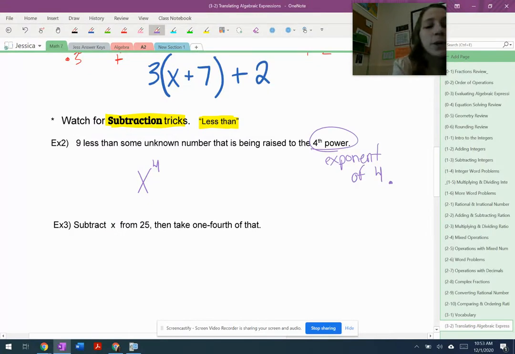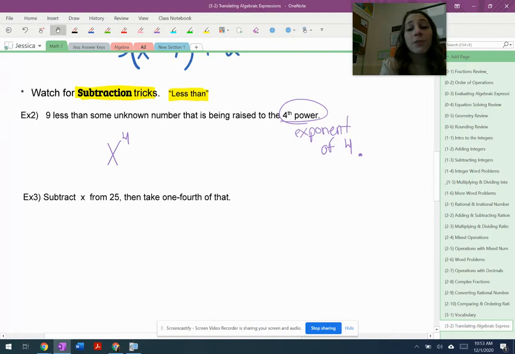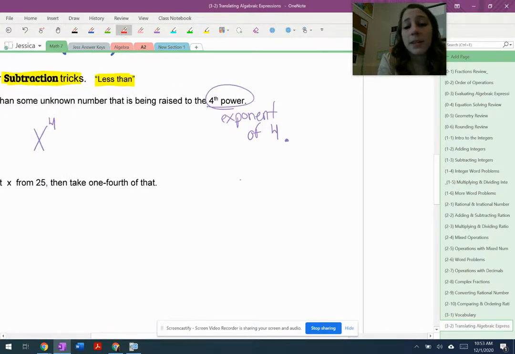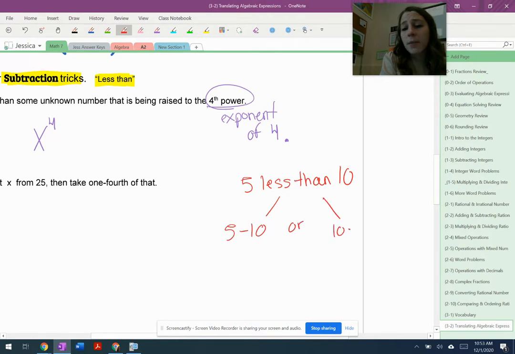So now many of you are going to immediately turn this into 9 minus x to the 4th. However, that is incorrect. If you think about off to the side for a second, the statement 5 less than 10. What is 5 less than 10? Is 5 less than 10 5 minus 10? Or is it 10 minus 5? Well, if I have 5 less than 10, I know that that's equal to 5. And only one of these expressions is equal to 5. 5 minus 10 is negative 5, which is no bueno. But 10 minus 5 is 5.